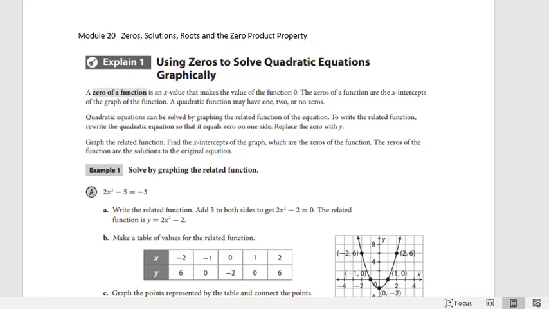Okay, today we are going to start Module 20, which is about zeros, solutions, roots, and the zero product property. So our first explain, we are going to use the idea of zeros to solve a quadratic equation graphically. This whole section is dealing with the introduction of finding solutions to our quadratic equations.